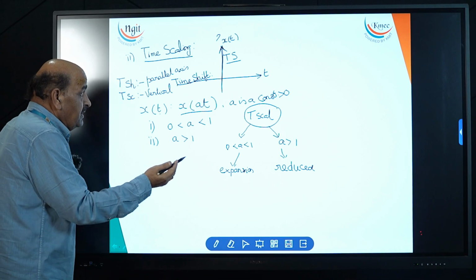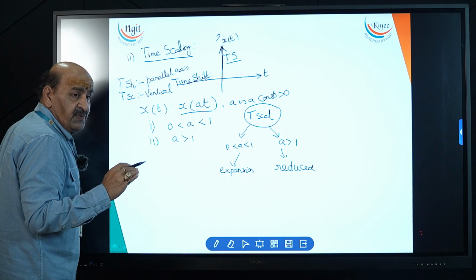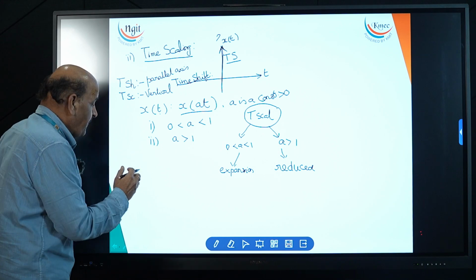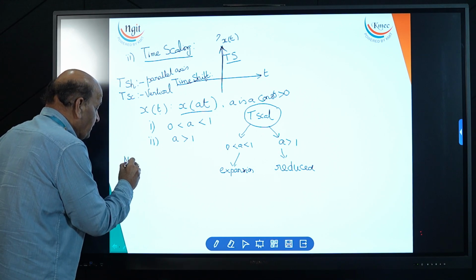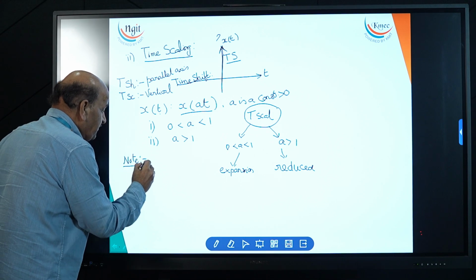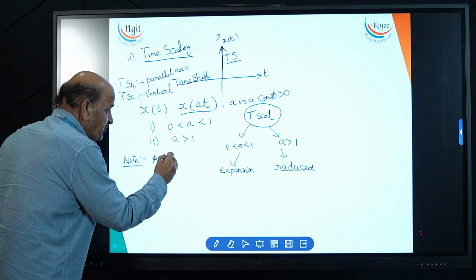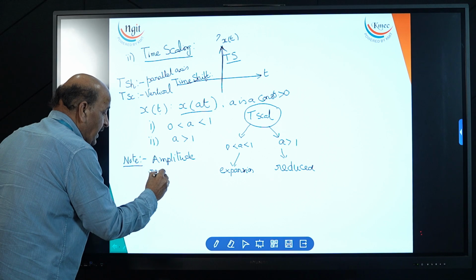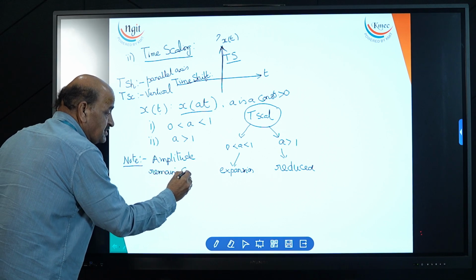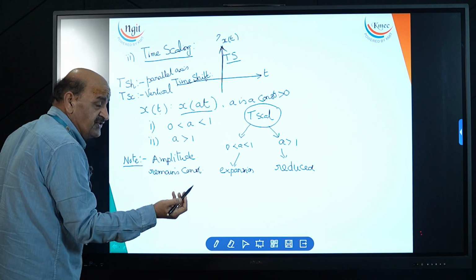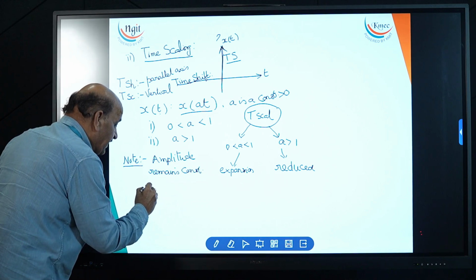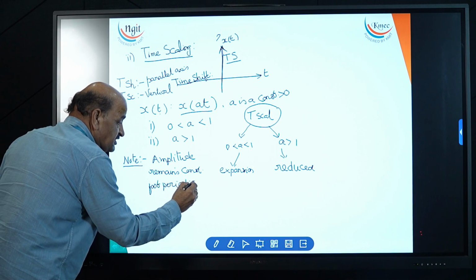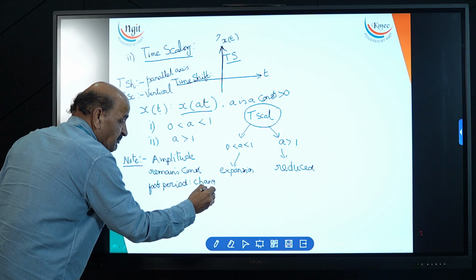One more point. In both cases, amplitude never changes. This is a very important concept. Note, in both cases amplitude is always the same. Amplitude remains constant. But what changes? The period changes. Only the period changes, but not the amplitude.